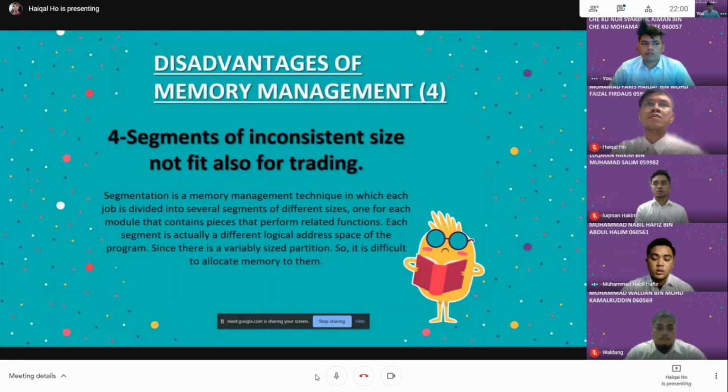And lastly, segments of inconsistent size are not suitable for trading. Segmentation is a memory management technique in which each job is divided into several segments of different size, one for each module that contains pieces that perform related functions. Each segment is actually a different logical address space of the program. Since there are variably sized partitions, it is difficult to allocate memory to them.